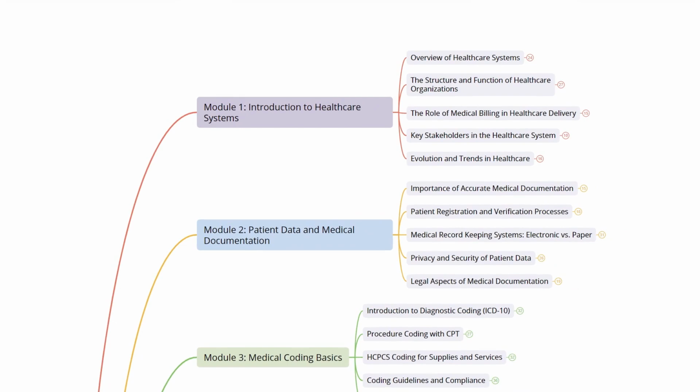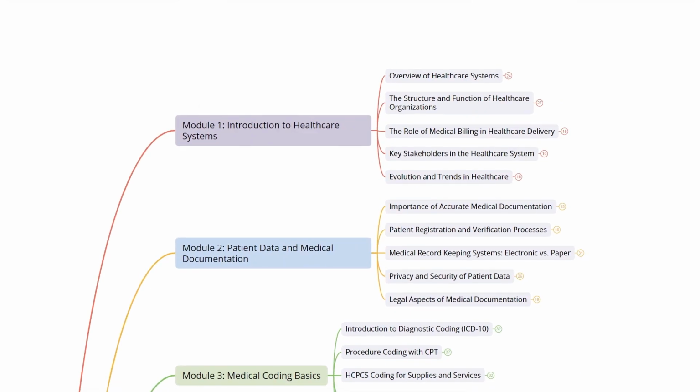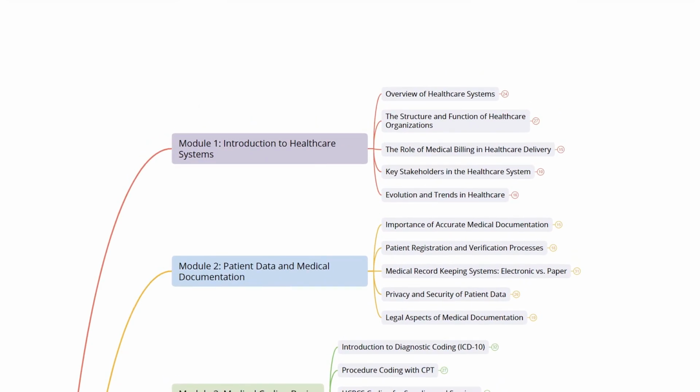Let us review each of the modules and subtopics we will be covering in this course. We will start with Module 1, Introduction to Healthcare Systems, the foundation, understanding healthcare systems. Our journey begins with a comprehensive exploration of healthcare systems. Recognizing how healthcare organizations operate within various structures is fundamental to understanding the environment in which medical billing functions.